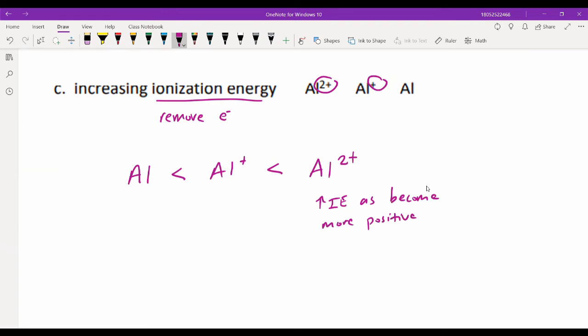You can also think about more positive, less negative. I could give you an example of aluminum 2 minus. They're not very common, probably don't really exist, but again, theoretical ions that you could make or try to calculate the energies to do that. And it would be easiest to remove an electron from something that has more extra electrons, and then vice versa as you go up. So hopefully that makes sense.